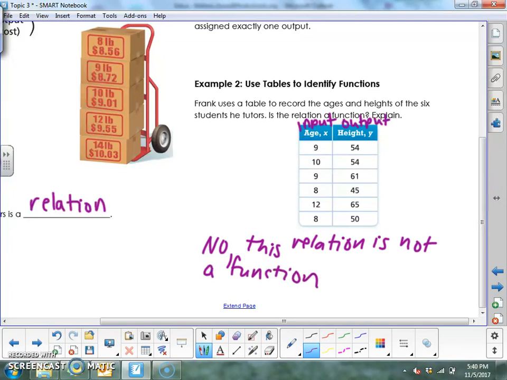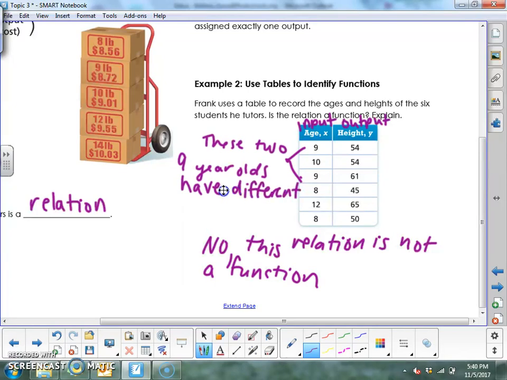Okay, and again, the reason why, if you look at these 2 9-year-olds, they have different heights. Okay, and then the same thing with the 8-year-olds. These 2 8-year-olds have different heights. So again, there's another spot where it's not a function. It's not something that we can predict.